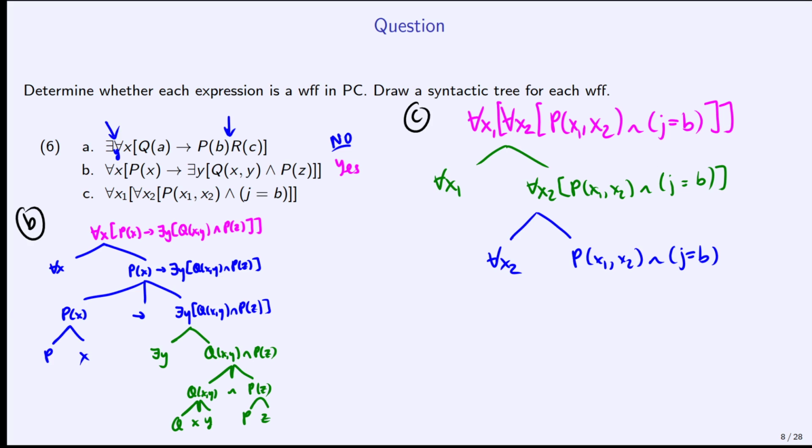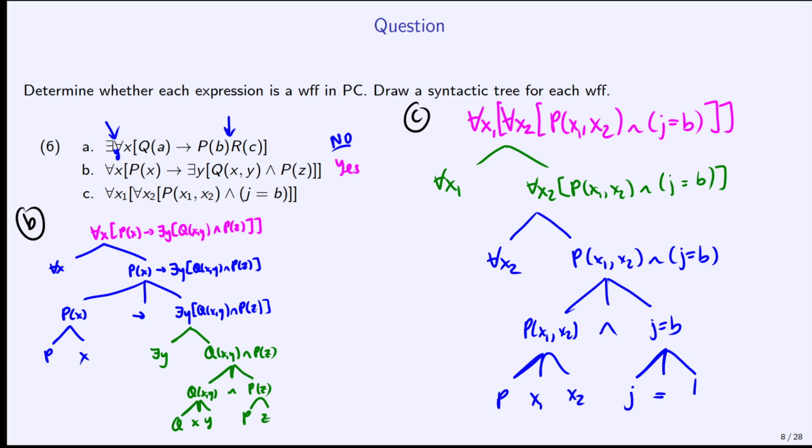Okay, Px1x2 and j equals b. Split this up into three components joined by the connective and. So this is Px1x2, and, and j equals b. Okay, our predicate can be broken up into P, x1, x2, and our j equals b can be broken up into j, equals, and b. So that's the syntactic tree for C.